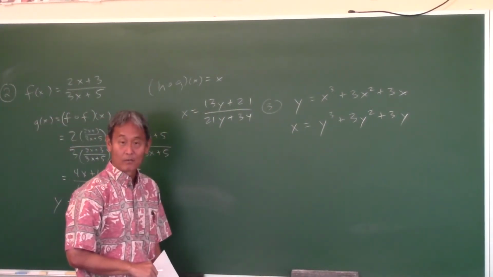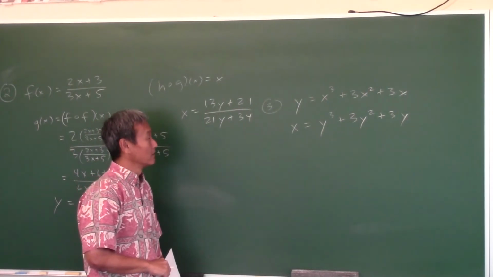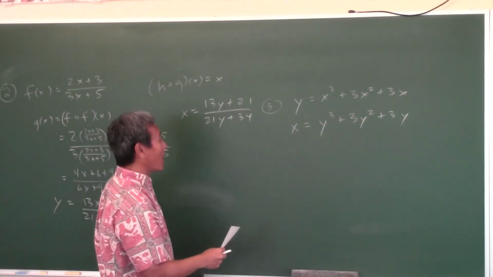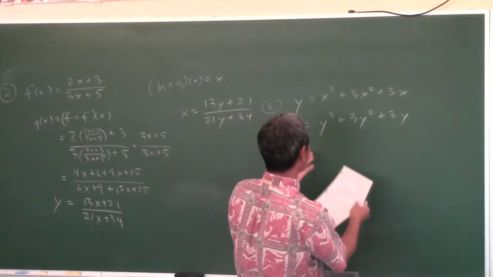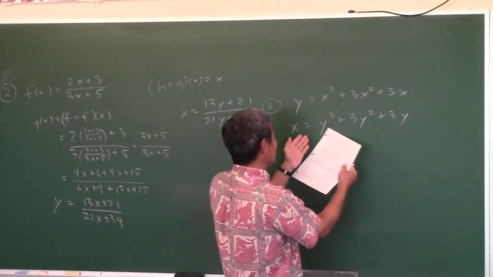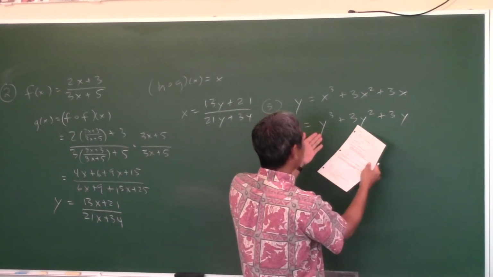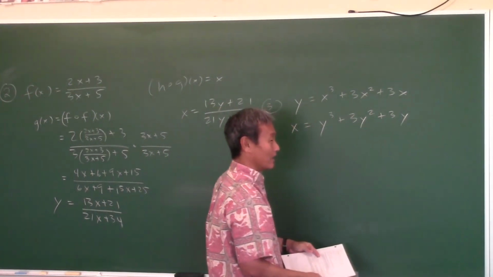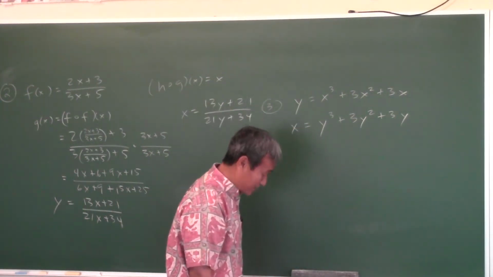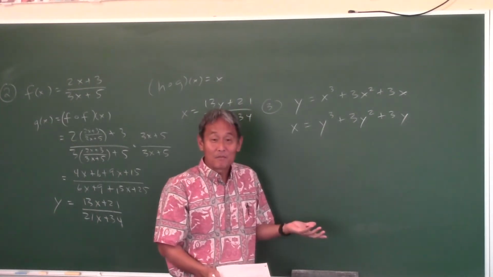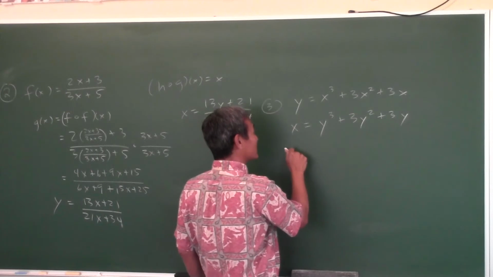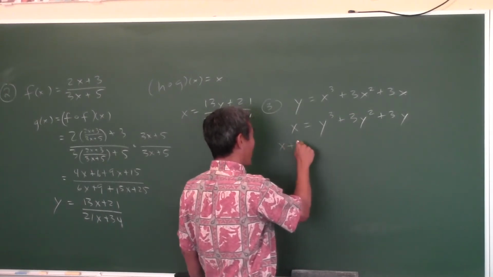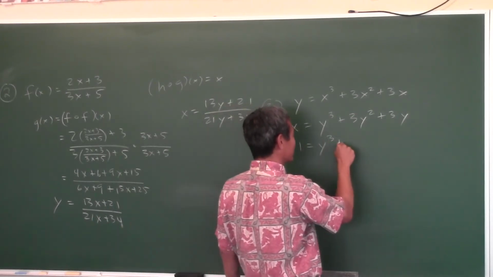How do you solve for y? What do you do? Because Mr. Burke, I see y cubed and y squared and y. How the heck am I supposed to solve for y? Well, look at this. Doesn't it stare you in the face? 1, 3, 3. We just did the binomial theorem. You complete the cube. You add 1 to both sides, like this.